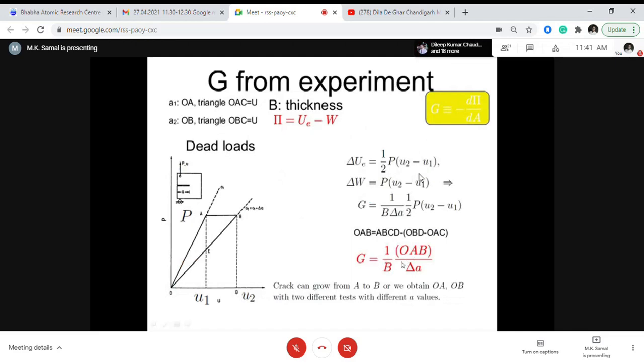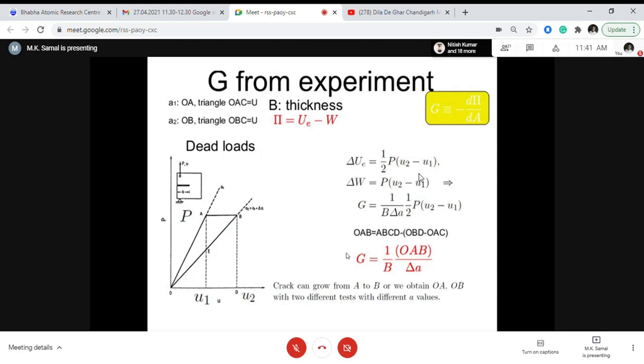So this gives an experimental method to determine G, that is, the strain energy release rate, sorry, the potential energy release rate, which is nothing but a crack tip parameter. GC is the critical value for a crack to initiate. If G is less than GC, then your crack will not initiate for a given loading condition, and if G is greater than GC, then the crack will initiate or propagate. And this is valid for brittle materials which behave in a linear elastic manner.